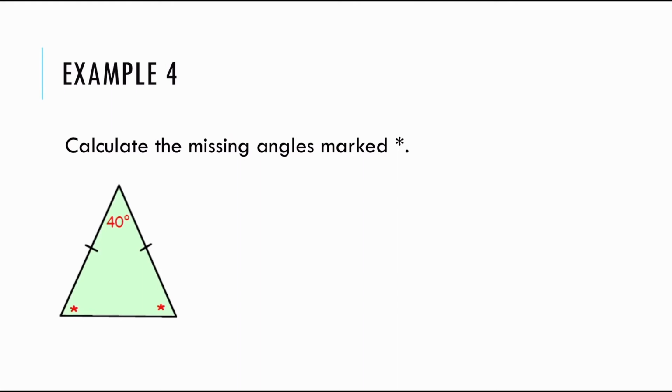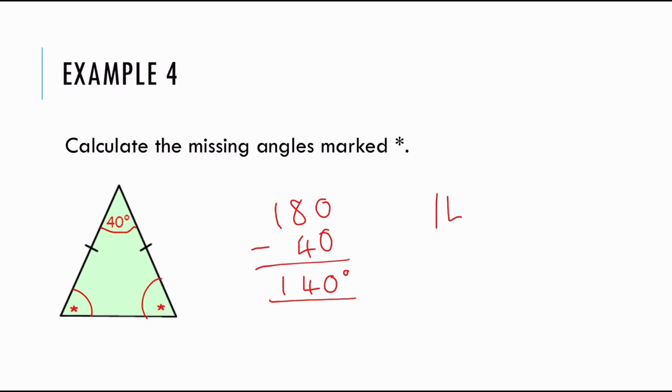In example 4, this is pretty similar. We've been given the angle that is not equal to the other two, so we start by subtracting that from 180. And then I need to share this amount equally between these two angles because we know that they are the same. So I do that by dividing by 2.